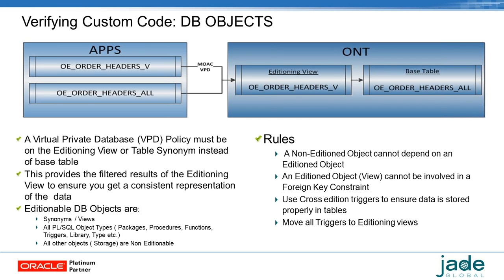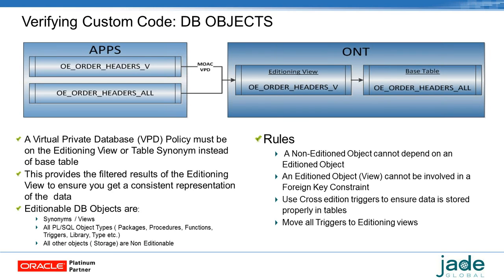The second rule is that you cannot have foreign key constraints anymore, because all the constraints are moved from the base table onto the editioning views. That was not the case previously, but going forward from Database 11g and R12 Release 2, you will always have your triggers sitting on your editioning view, not on the base table.